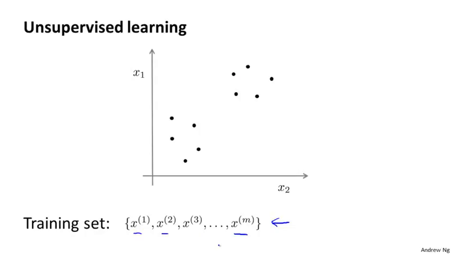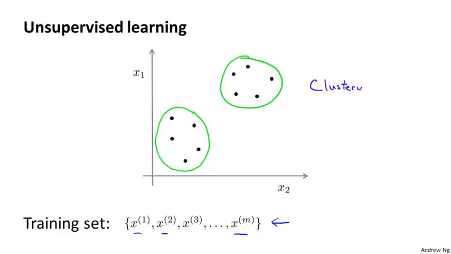So in unsupervised learning, what we do is we give this sort of unlabeled training set to an algorithm, and we just ask the algorithm, find some structure in the data for us. Given this data set, one type of structure we might have an algorithm find is that it looks like this data set has points grouped into two separate clusters.